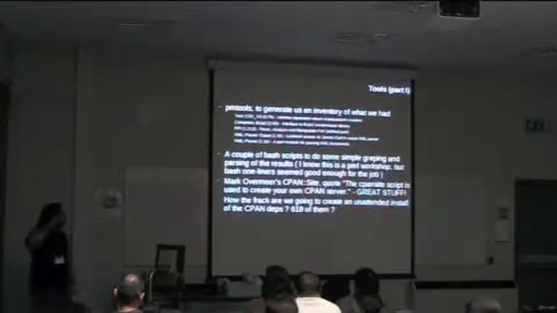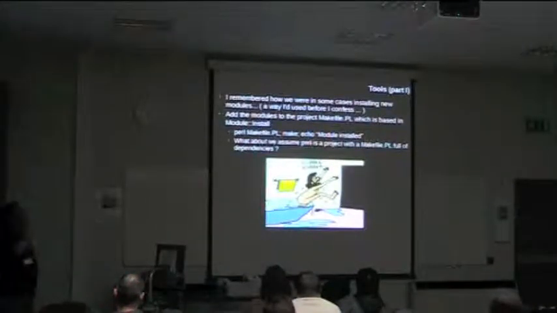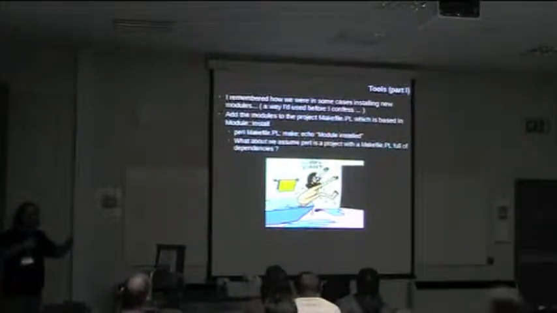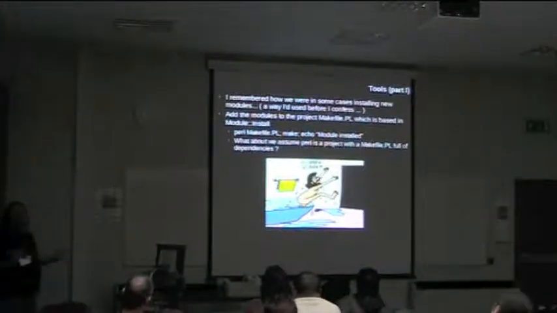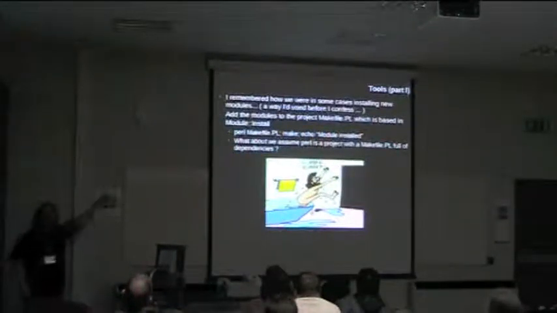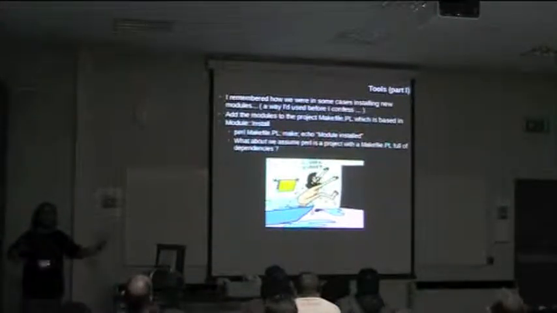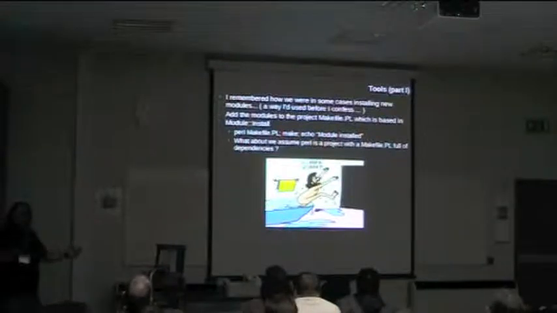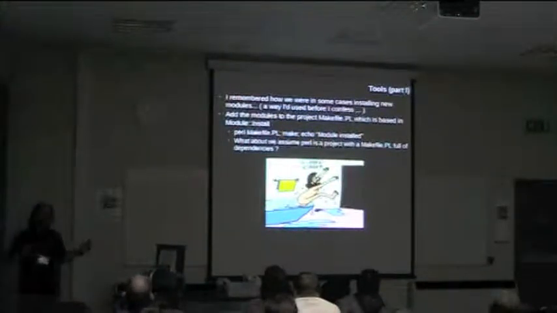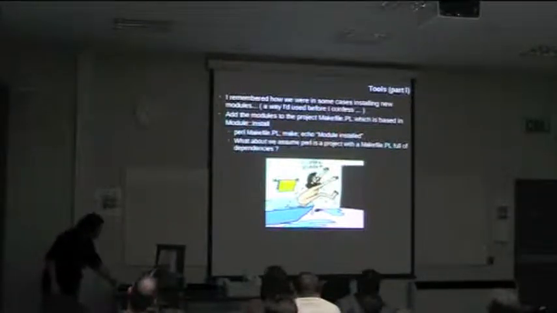How are we going to install 618 packages? Then I remembered something very interesting, which I wasn't familiar with. As developers, we would traditionally install new modules by going to the Makefile application and either bumping up the version and running Perl Makefile and make, or just adding this dependency to the makefile, and the make would make sure that all those dependencies would be installed. And I said, yeah, I think this is it. Can we assume that Perl is a project on its own with a makefile full of dependencies? And this really did the trick.